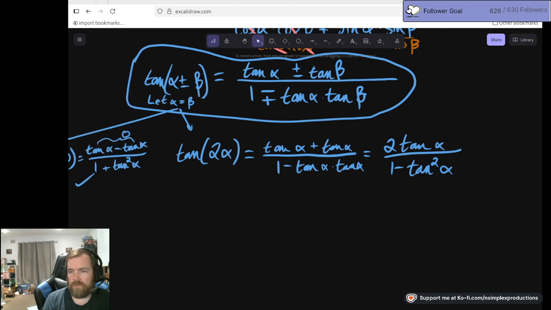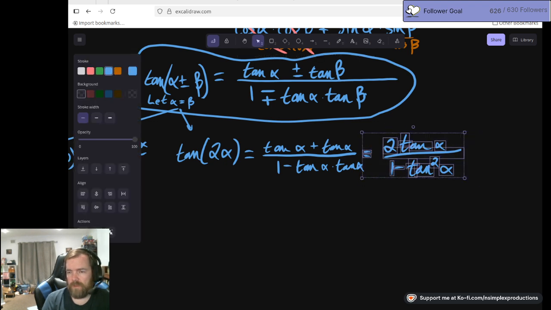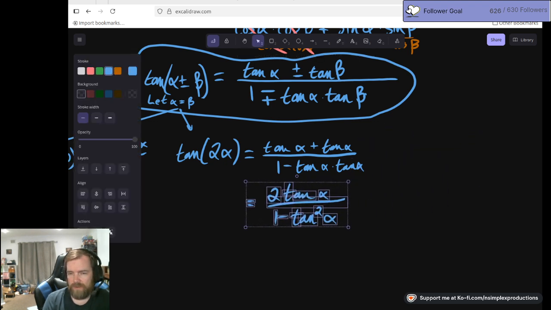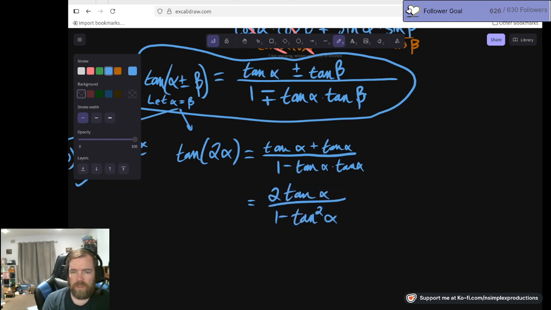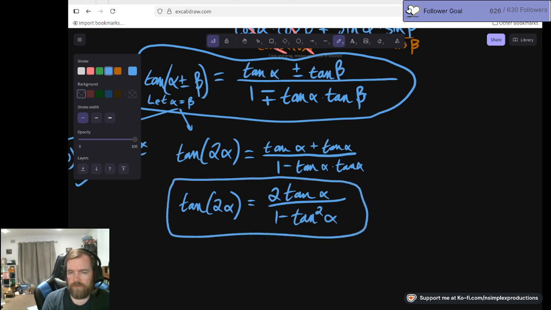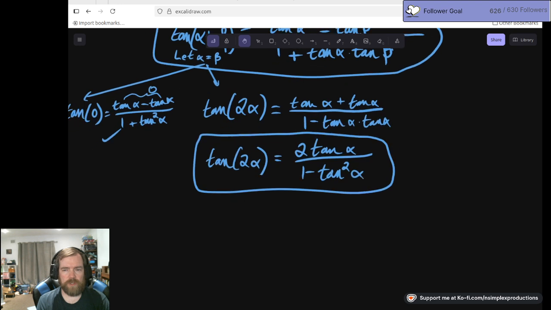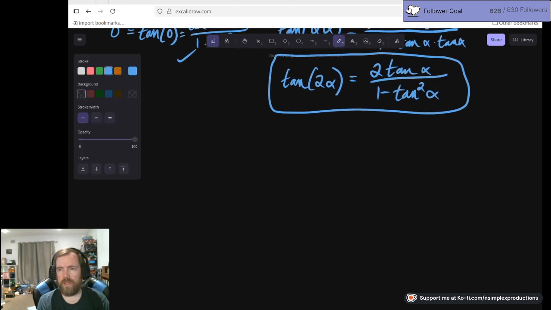There's a reason why I wrote this on the opposite line, or the next line down. Alright, so the tangent of 2 alpha is equal to 2 times the tangent of alpha divided by 1 minus tangent squared alpha. And then that also means that we should be able to come up with a formula for the tangent of alpha.